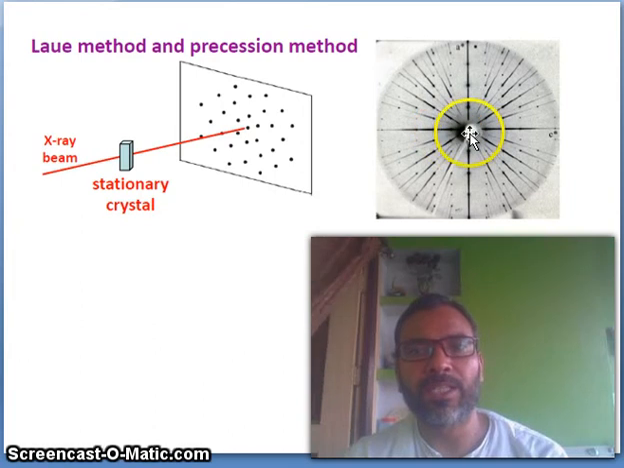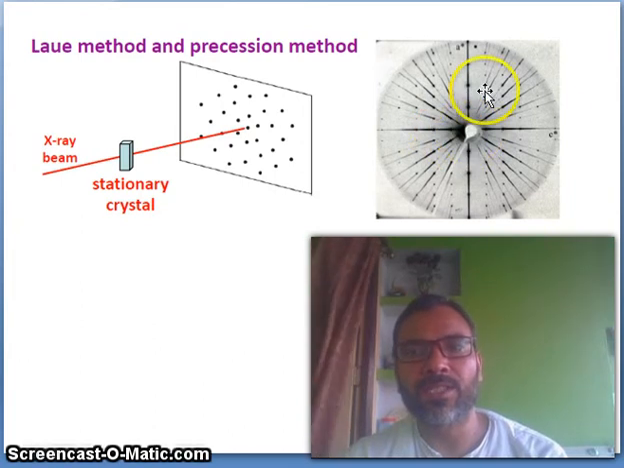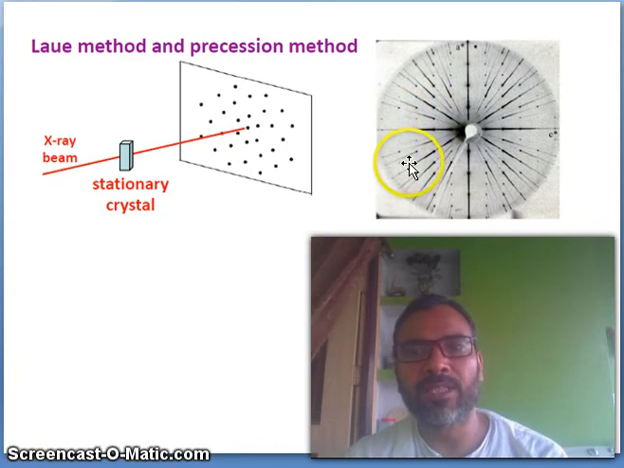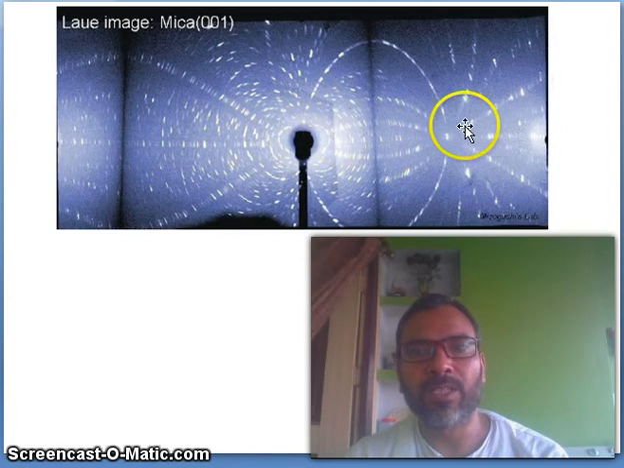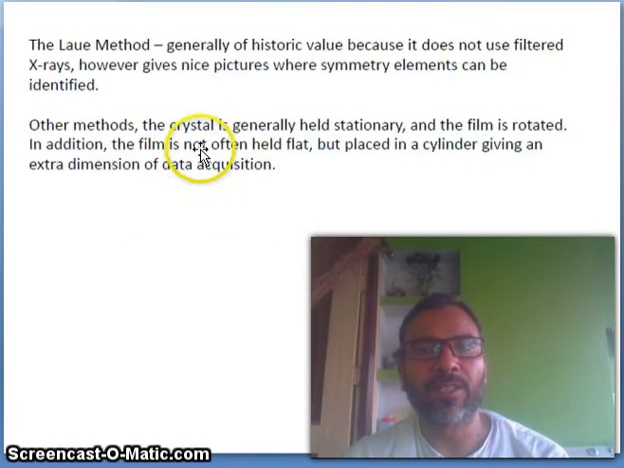This is the pattern. This is the beam center and this is the intensity. Light one high density, dark one high density, then light one. You see here, this is the beam, this is the diffraction pattern. The Laue method is generally of historic value because it does not use a filter. At that time a filter was not used. X-ray however gives nice pictures where symmetry elements can be identified.